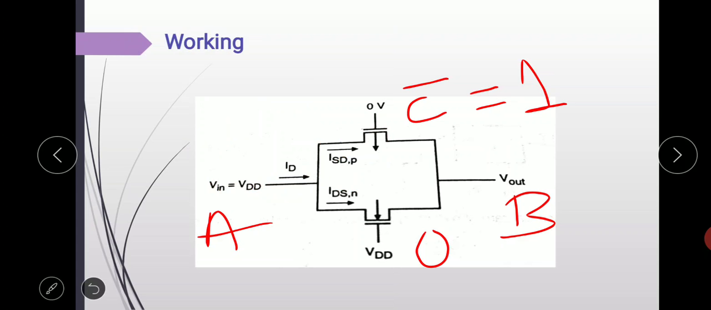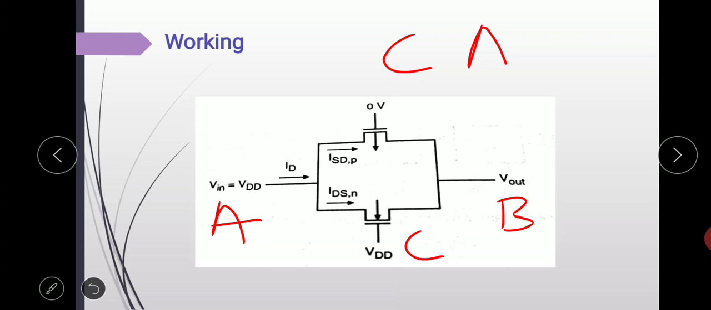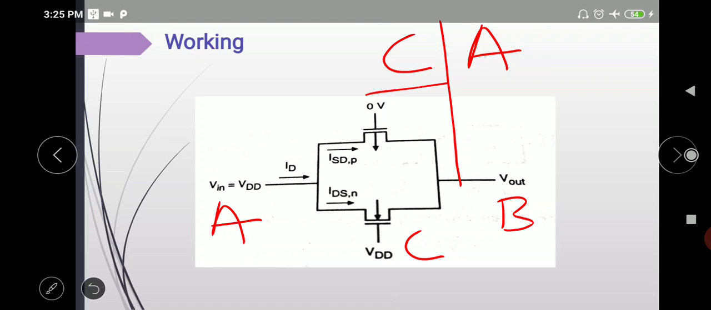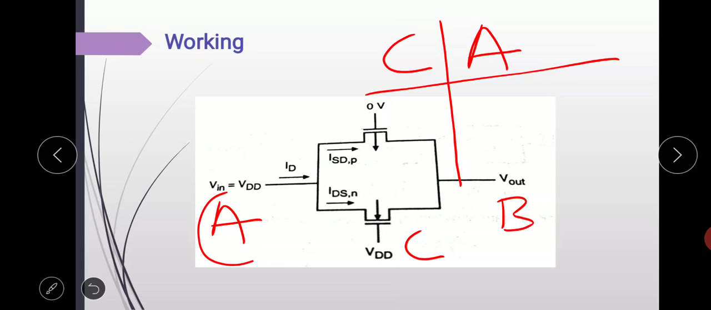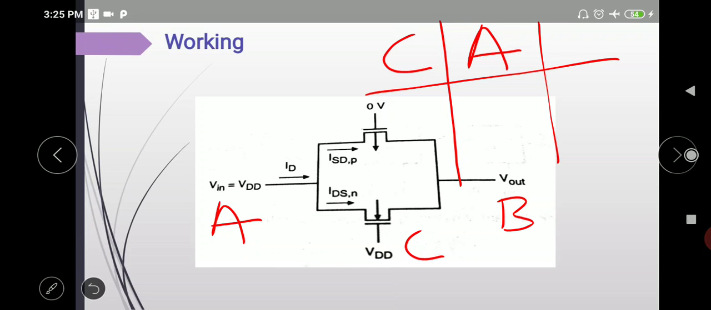So let's discuss. This one is the C, here is the A, here is the B. If we draw a truth table, at the input side we use two signals, that is A and C, and the output is B.